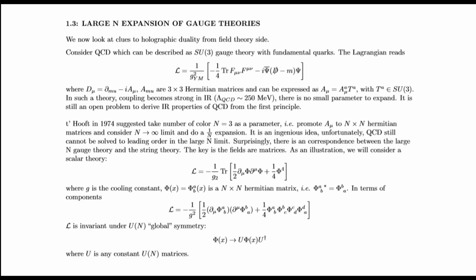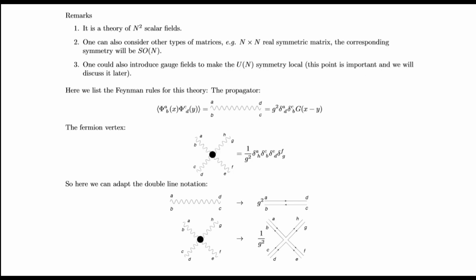As an illustration, we will consider scalar theory. This, where g is the coupling constant, phi is an N by N Hermitian matrix. In terms of components, the Lagrangian is this. The Lagrangian is invariant under UN global symmetry, where U is any constant UN matrix. Remarks: it is a theory of N-squared scalar fields. One can also consider other types of matrices, and for a real symmetric matrix, the corresponding symmetry will be SON. One could also introduce gauge fields to make the UN symmetry local.